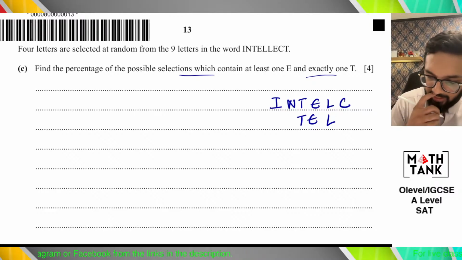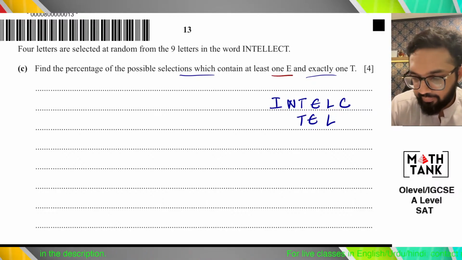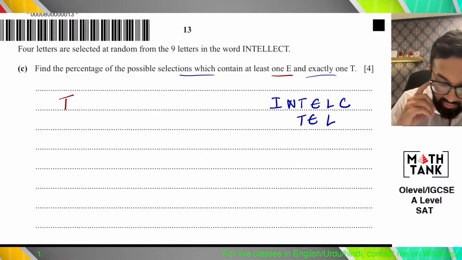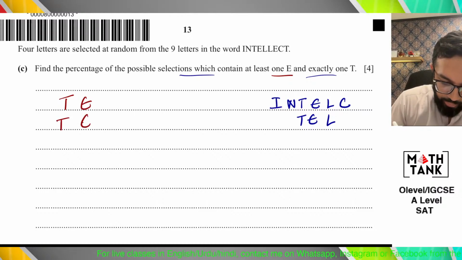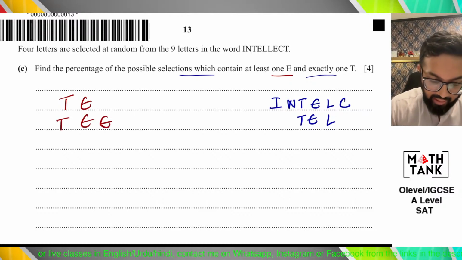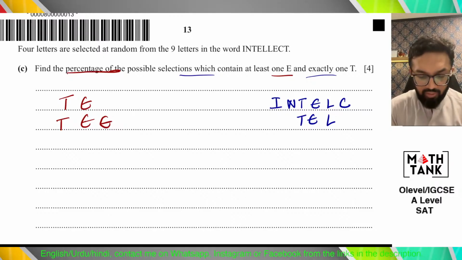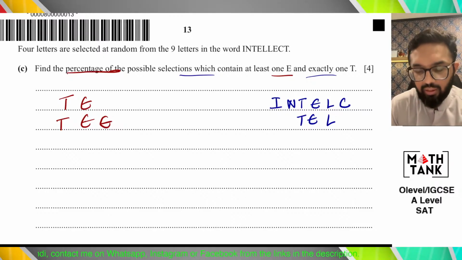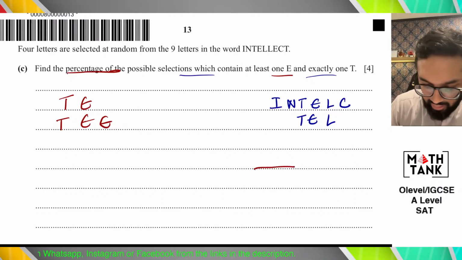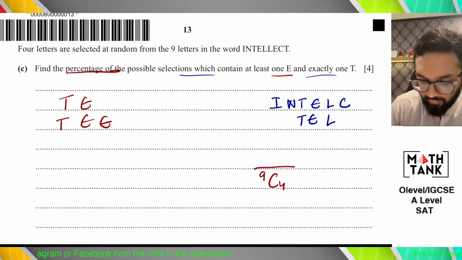Okay, so I am selecting 4 letters, at least one E and exactly one T. So one T came, one E came, one T came, two E's came. I am calculating the percentage of the probability, so I will also need a denominator. The denominator should be 9C4.